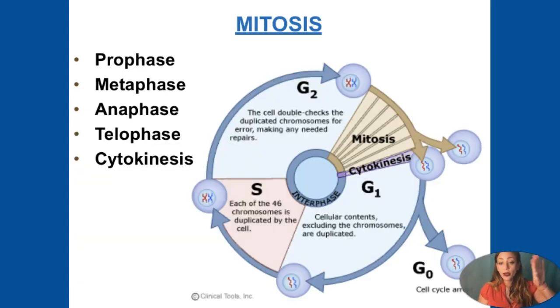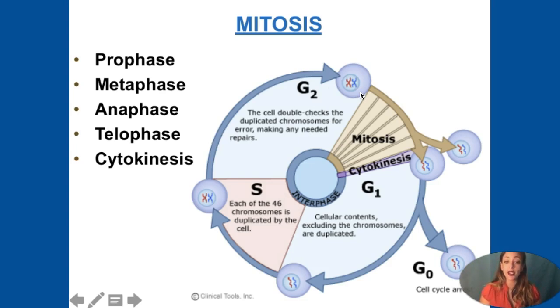Now that we're done with interphase, which we have to go through before we begin mitosis, we're ready to get into mitosis. So here's interphase once again: G1, S phase, and G2 phase right here. Like I said, the cell is actually going to go through checkpoints and double check to make sure things are done correctly.